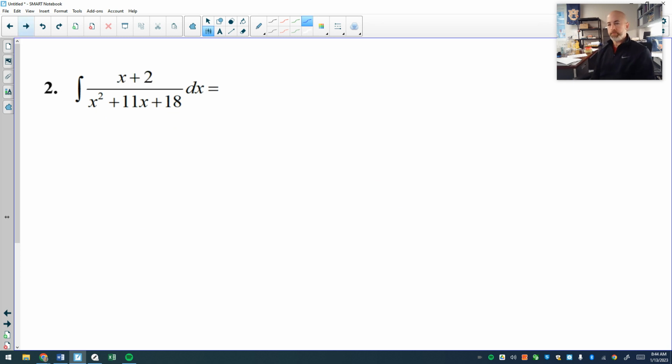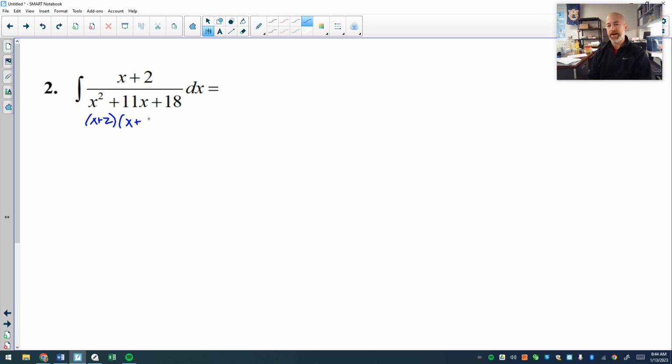Moving on to number 2, another fraction. Again, I want to see if the top is the derivative of the bottom, and the derivative of x squared plus 11x plus 18 is 2x plus 11. I cannot easily make the top the derivative of the bottom. It could be done, there are tricks you can use, but I am now going to see if my denominator factors, which it does, and this one ends up being quite nice.